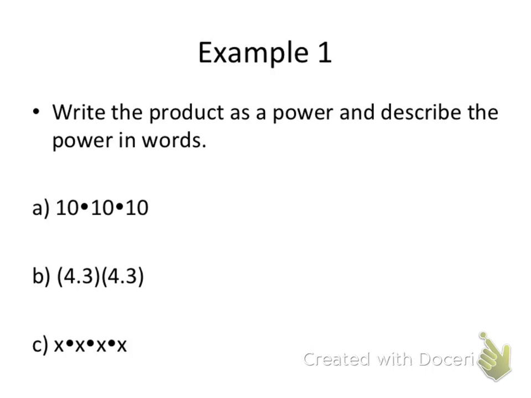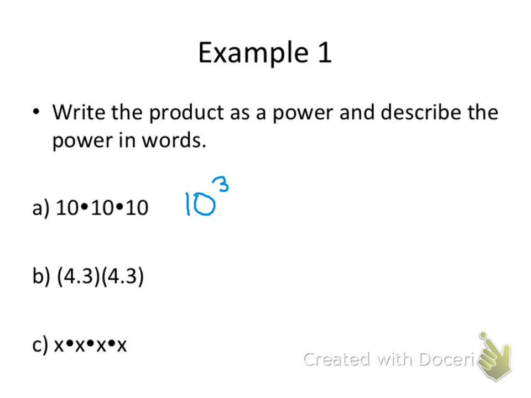So example 1, we're going to write the product as a power, meaning it needs a base and an exponent, and then we're going to describe the power in words. So when I look at the first one, A, I see that I have a repeated factor of 10. The repeated factor is the base. So first, I write the base, and it's going to be a little bit larger than I actually write the exponent. Since it's repeated 3 times, the exponent is the 3.